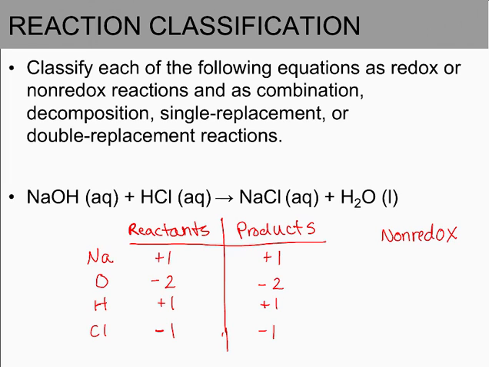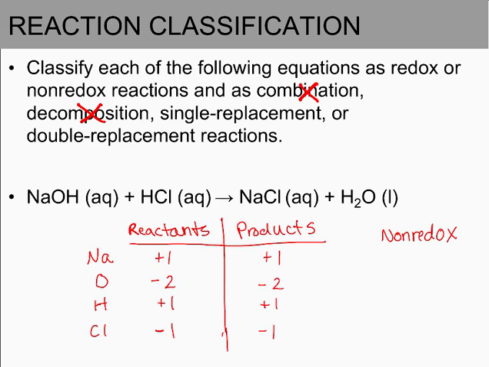And let's try to classify this as combination, decomposition, single replacement, or double replacement. So remember that decomposition reactions only have one reactant, so we can already rule that one out because we have two reactants. And then remember that in a combination reaction, we only have one product, but here we have two products, so we can rule that one out.